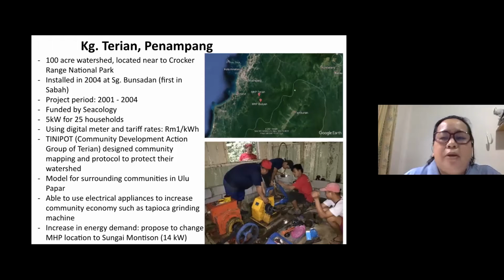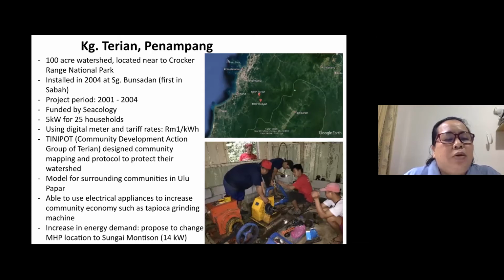So a little bit of background on Kampung Tirian. It is located near Crocker Range and was installed in 2004. The project period was 2001 until 2004 and funded by Ecology. It is a 5 kilowatt project for 25 households. At first, when the system was installed, it was managed by the local village. After that, the system only lasted a few years before it broke down.